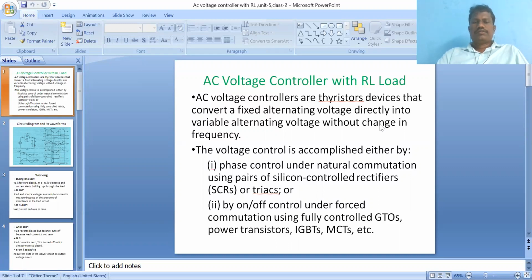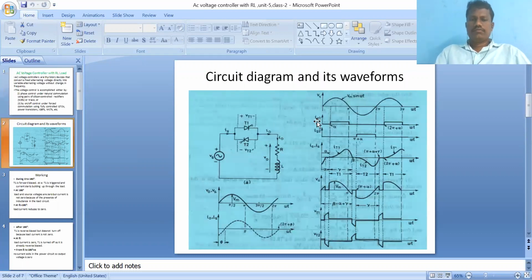Clear? The symbol for AC voltage controller is two thyristors connected anti-parallel, or a single diac is also used for the symbol. Let us see the diagram. It is the circuit diagram and the waveforms of a single phase AC voltage controller with RL load.